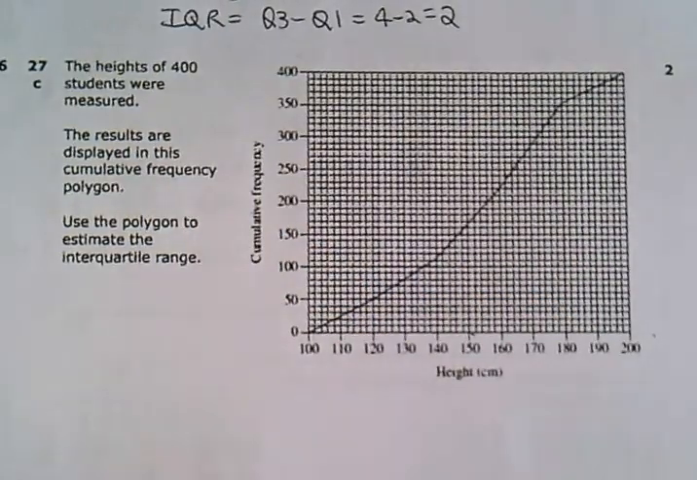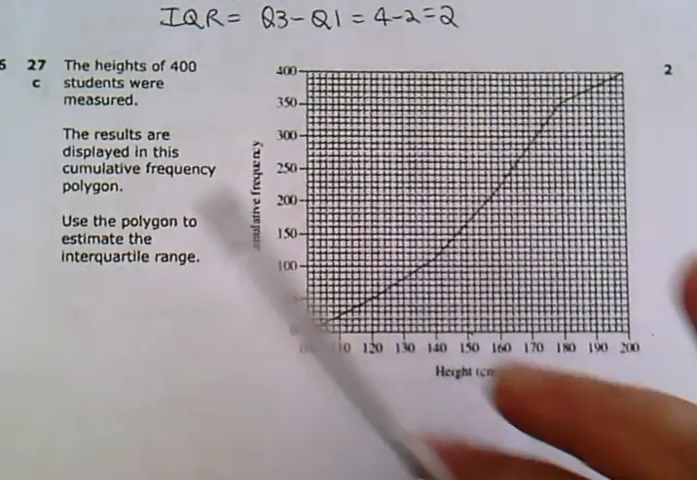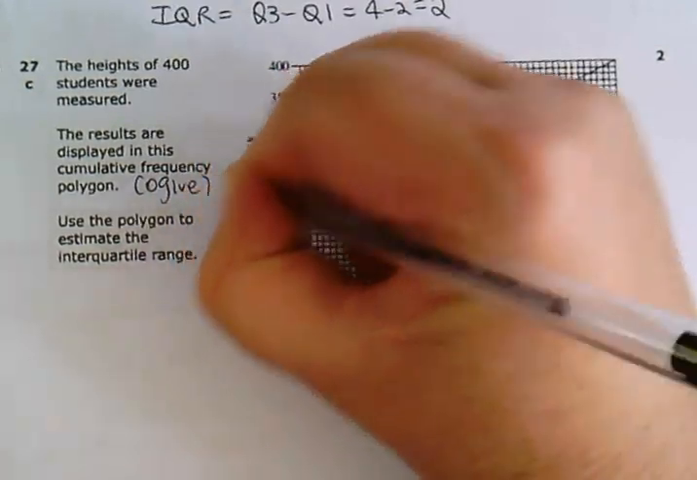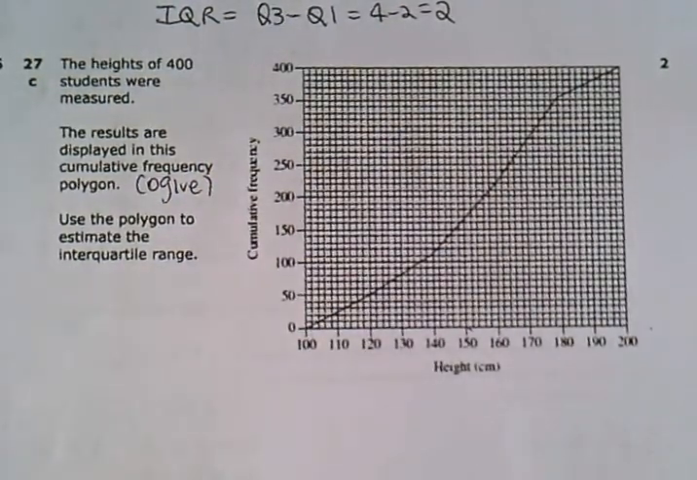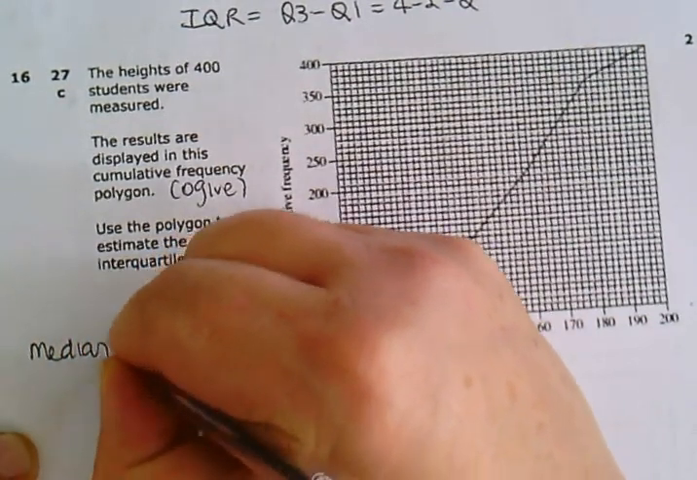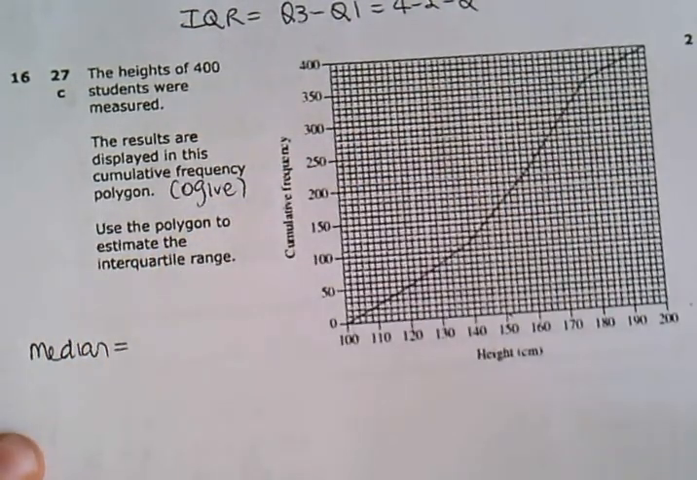Now, the heights of 400 students were measured. The results are displayed in this cumulative frequency polygon, also called an ogive. Use the polygon to estimate the interquartile range. While we're here, let's do the median as well. Where's the median at? You can do 50% or half of. What do you want to do?